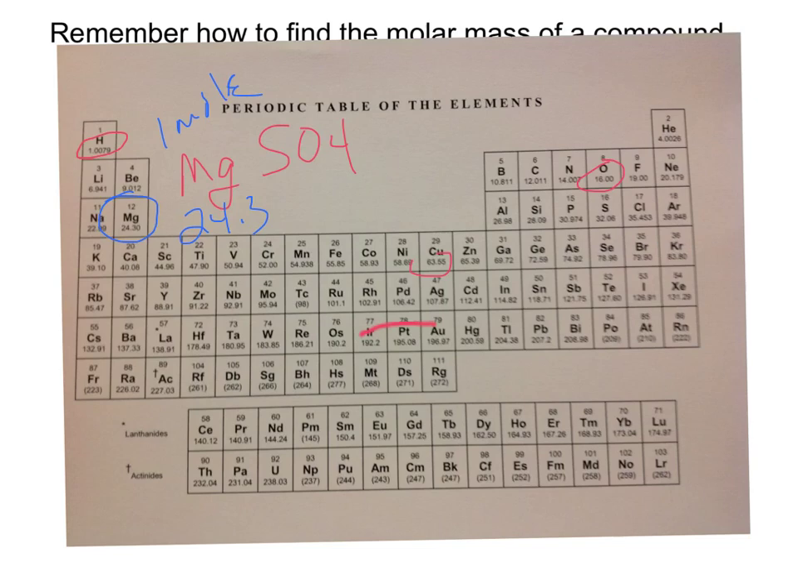It's telling me there's 1 mole of sulfur, so I would come over here and find sulfur and see that it weighs 32 grams. And it's telling me I have 4 moles of oxygen. So that would be 16 grams in 1 mole, but I have 4 of them, so I have to multiply that by 4. Then I would add all of those up.